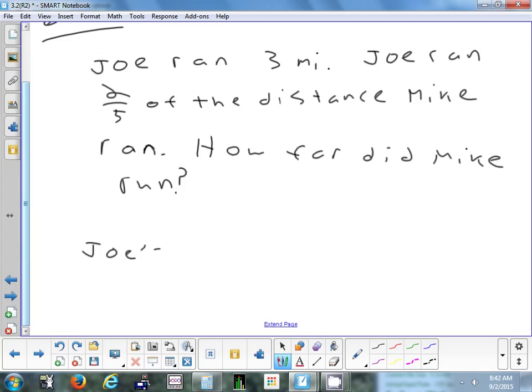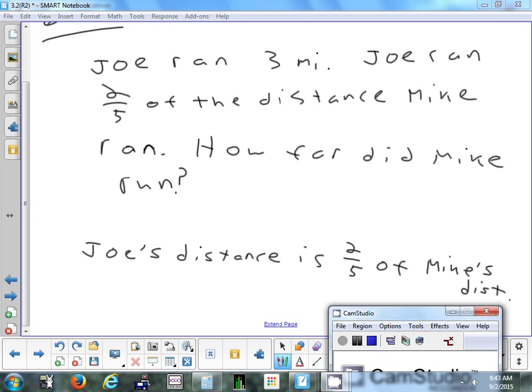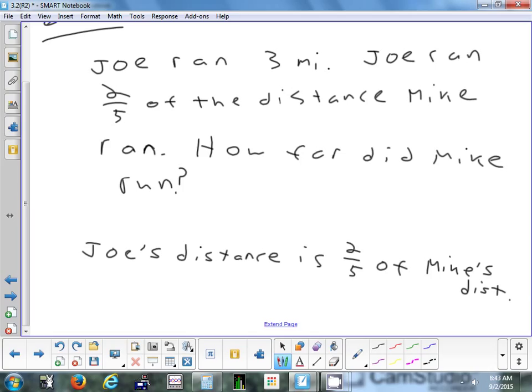So we've got Joe's distance is, okay, I'm going to write it that way. Joe's distance is 2/5 of whose distance? Mike's distance. So basically what I did there is I reworded it, took out some of the words we didn't need. Does everyone see how I reworded it, but it's basically the same thing?